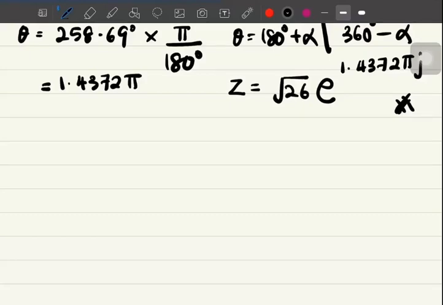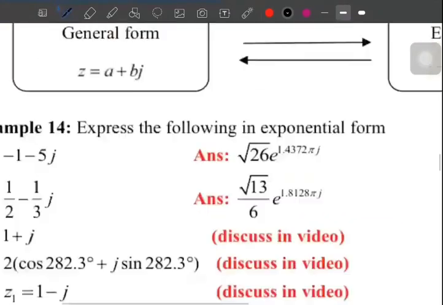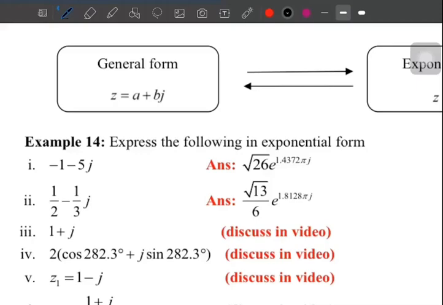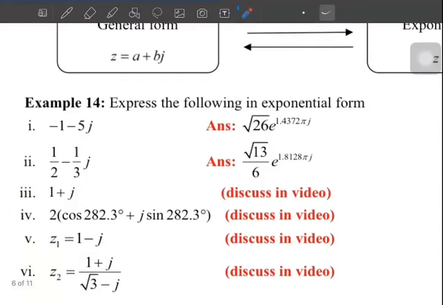Okay. Kalau you tengok example yang kedua ni, konsep yang sama saja. Okay, sebab dia dah dalam bentuk general form. Okay, so ni you buat kemudian lah. Okay, and for the rest of the problem ni, jawapan dia ada dekat video nanti.